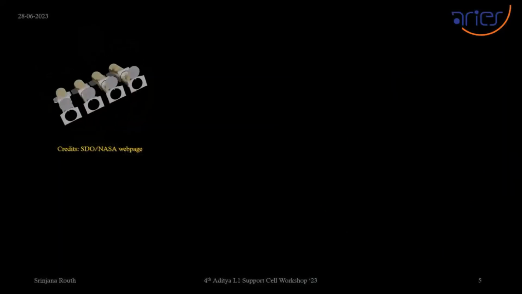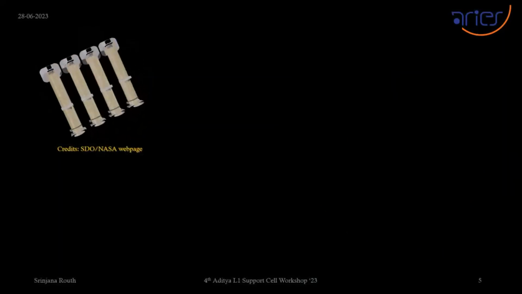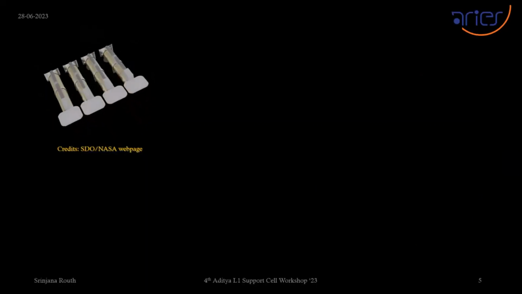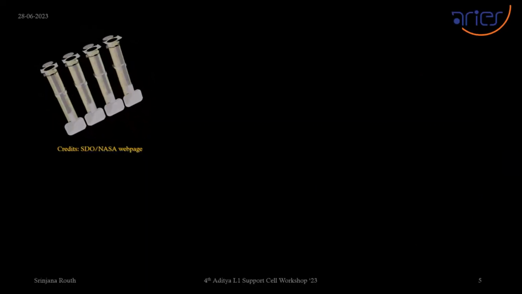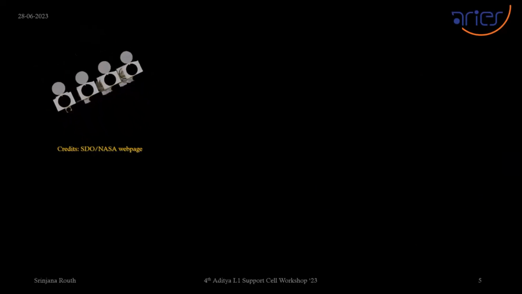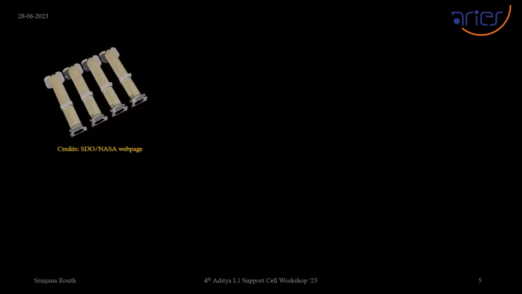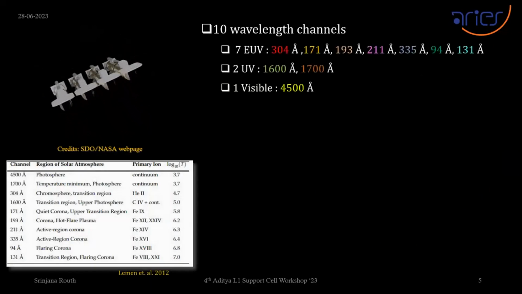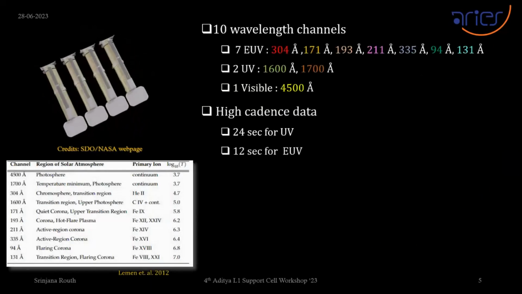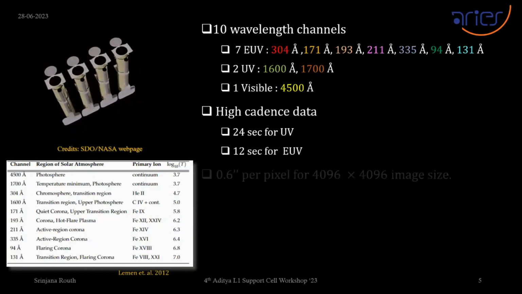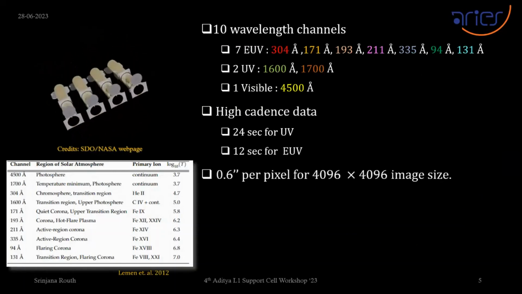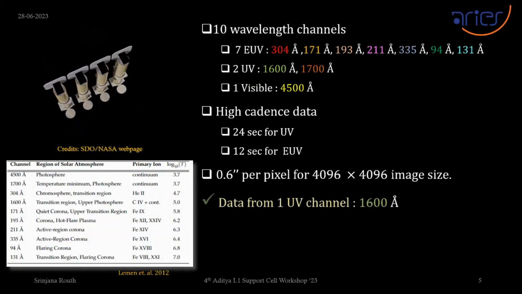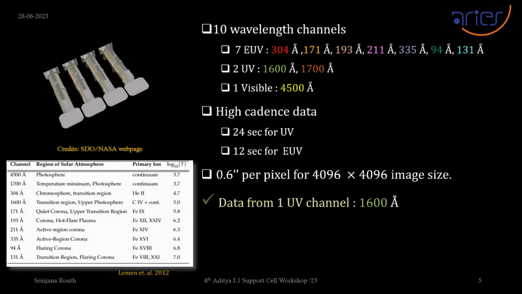So now that we know what we are working with, let's first look at the data source and what the data is. The Solar Dynamics Observatory has atop it the Atmospheric Imaging Assembly, which is a congregation of 4 telescopes. These telescopes have 10 wavelength channels, and all these wavelength channels take data at very high cadence and also in very high spatial resolution.